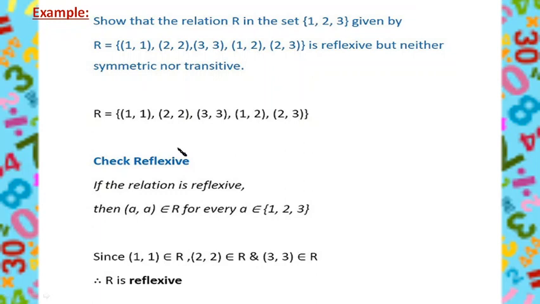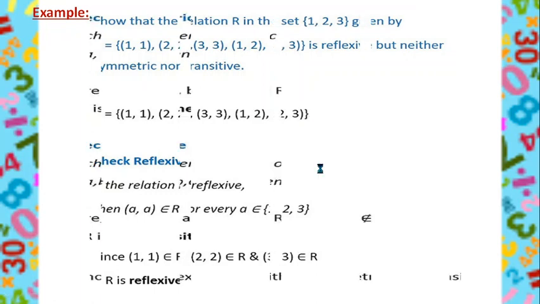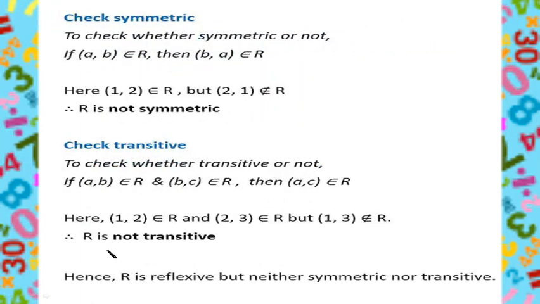Now let's talk about transitive. We have (1, 2), meaning (a, b). Then we have (2, 3), meaning (b, c). Now do we have (a, c)? Meaning, do we have (1, 3) here? No, we don't have. So it means here (1, 2) belongs to R, (2, 3) belongs to R, but (1, 3) does not belong to R. So it means R is not transitive. So R is reflexive but neither symmetric nor transitive.